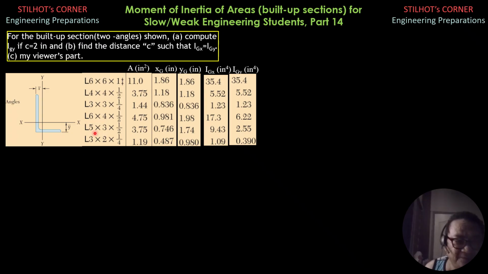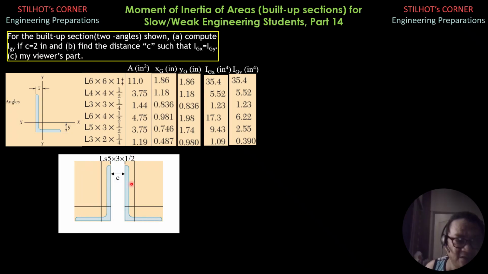So do you have angle 5 by 3 by 1/2? The area of one angle is 3.75 square inches, and you know the other details because this is also discussed in my previous videos. So this is the orientation of the angle. C for part A is given as 2 inches, so because of symmetry, the centroidal y-axis is obviously this axis here, equidistant to the two angles.